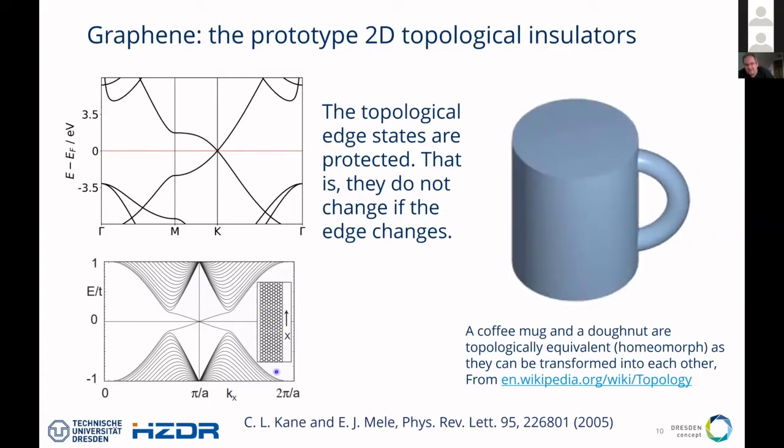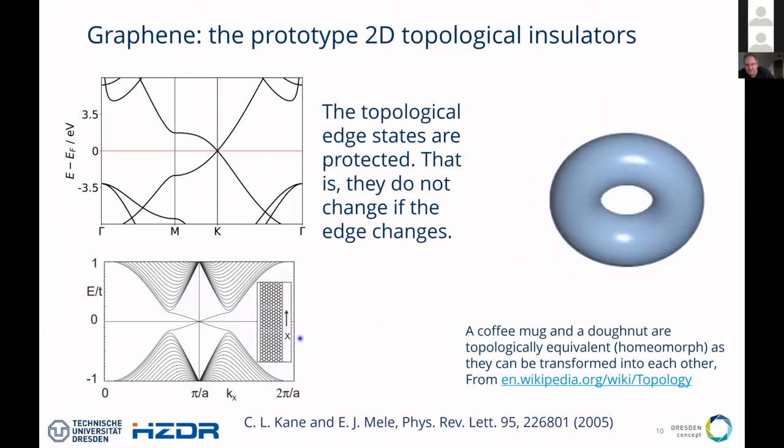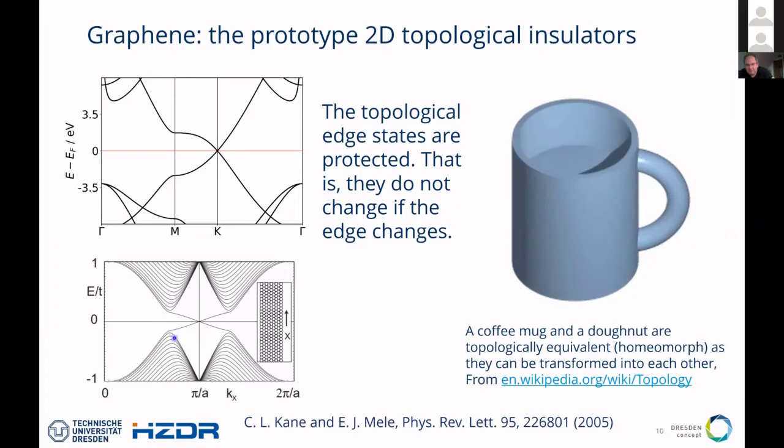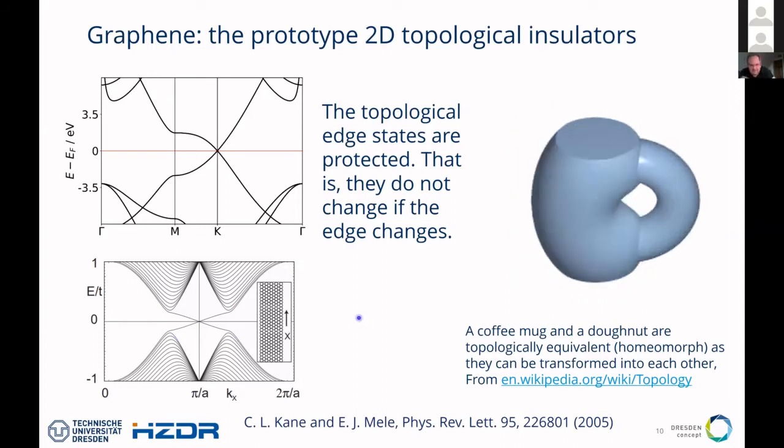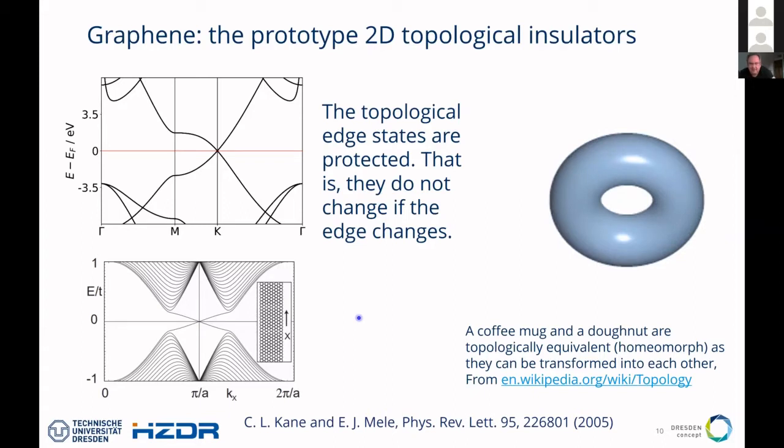That means you can go and functionalize the end. You can make it wider, you can make it smaller, you can make something fuzzy over there. You will remain having such a topological state. And that is very important because that actually means that this state is protected from the bulk. And whatever it can do, it will remain to be there.